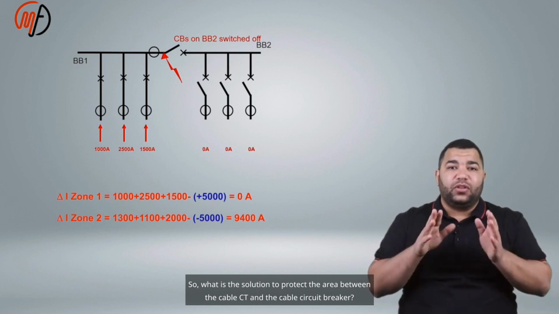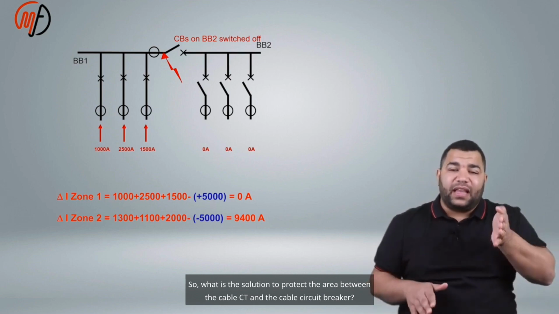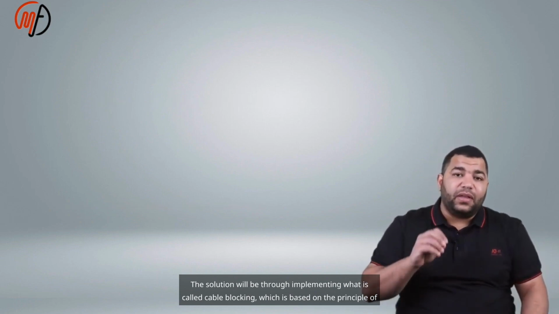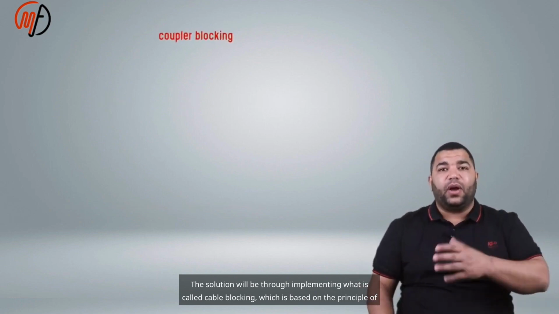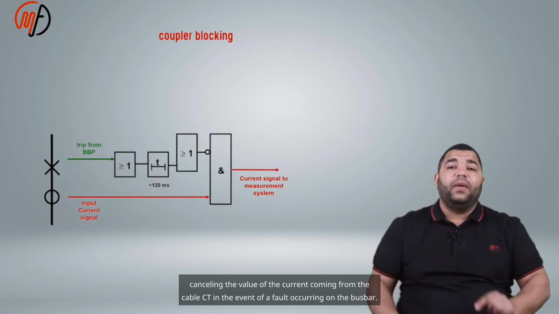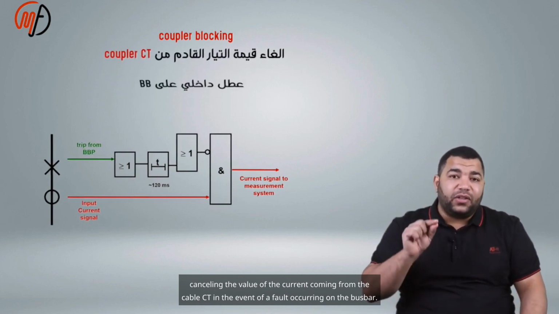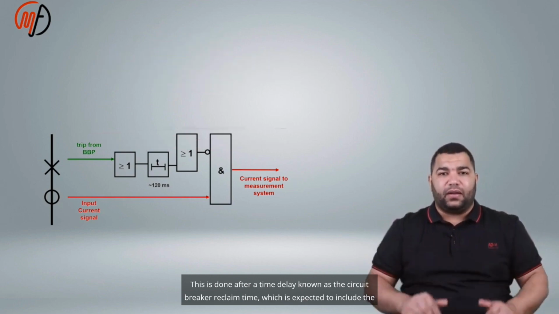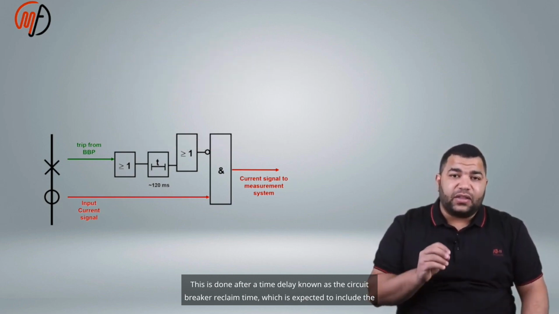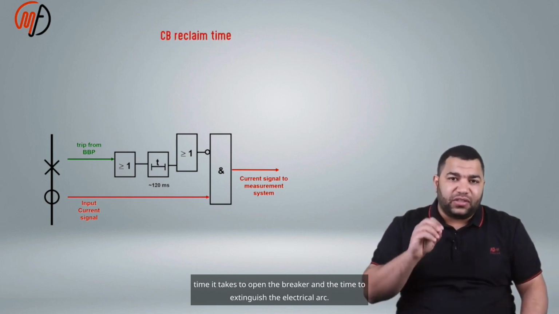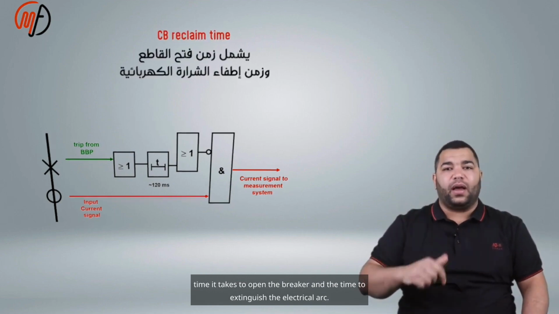So, what is the solution to protect the area between the cable CT and the cable circuit breaker? The solution will be through implementing what is called cable blocking, which is based on the principle of cancelling the value of the current coming from the cable CT in the event of a fault occurring on the bus bar. This is done after a time delay known as the circuit breaker reclaim time, which is expected to include the time it takes to open the breaker and the time to extinguish the electrical arc.